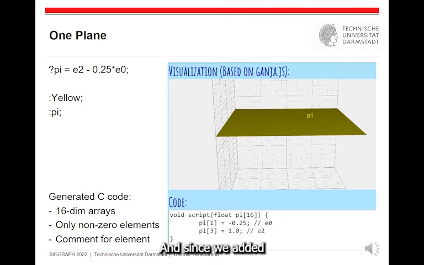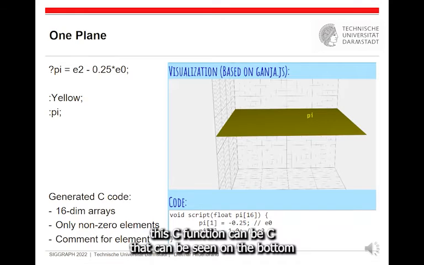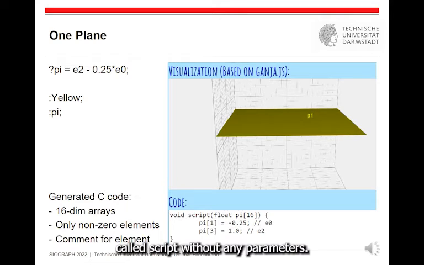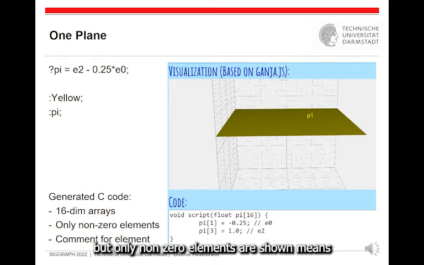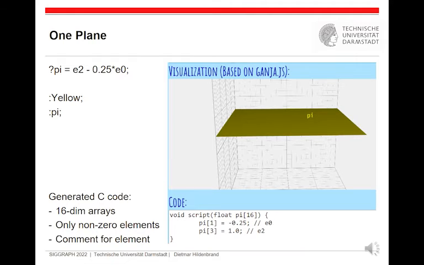And since we added the question mark in front of pi, we are interested in the code, in the computation for pi, and this function, in this case this C function, can be seen on the bottom as a function called script without any parameters, and we compute the multivector pi, which in principle is a 16-dimensional array, but only non-zero elements are shown, meaning only the blades E0 and E2, which are indicated by the comment, are computed in this function. The coefficient of E0 is minus 0.25 and the coefficient for E2 is 1.